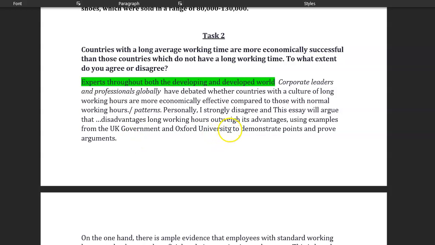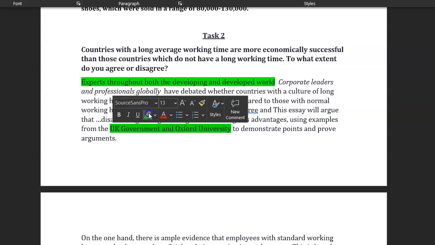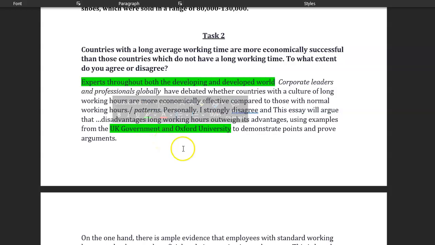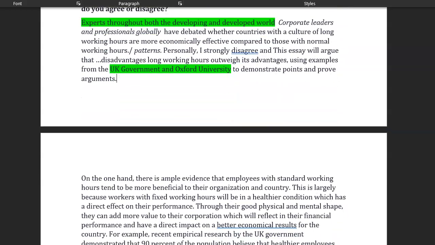Okay, that's lovely. Now, also, I would recommend here immediately you change this and you use examples personal to your country. Okay, I don't know where you are in the world. Tell me where you are. But use examples from a newspaper in your country or a university in your country. It makes the essay more personal. Okay, it's an important point.